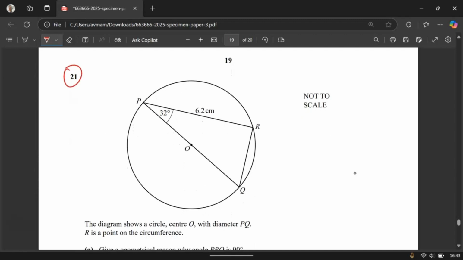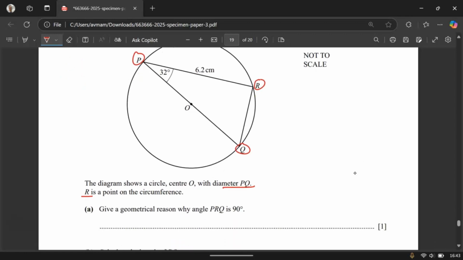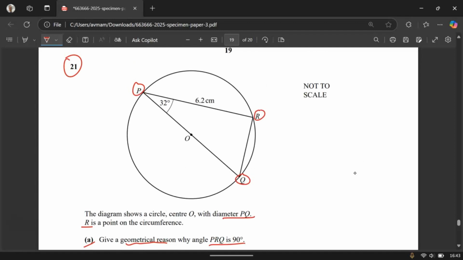Question number 21. The diagram shows a circle center O with diameter PQ. The PQ is the diameter. R is the point on the circumference. Here is a point. Question part A. Give a geometrical reason why angle PRQ is 90 degrees. They are talking about this angle over here is 90 degrees.